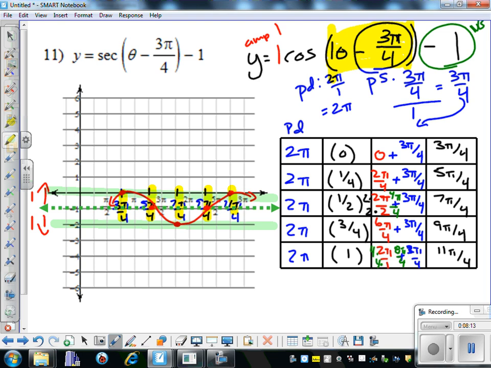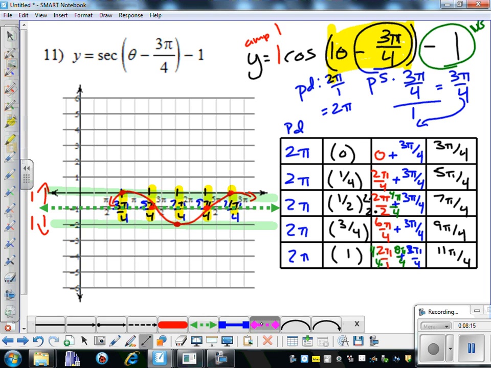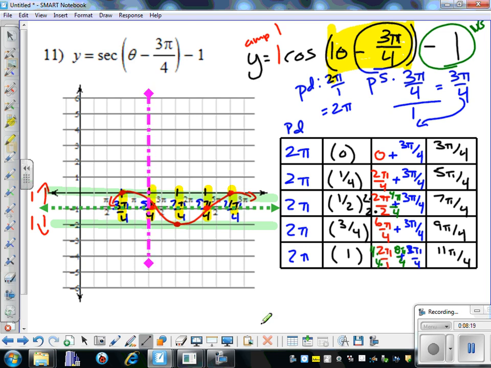Now, remember, each place that the cosine function hits that green dotted midline, I'm going to have an asymptote. And then I take my points that are left over, my max and min points, and I make my parabolas.